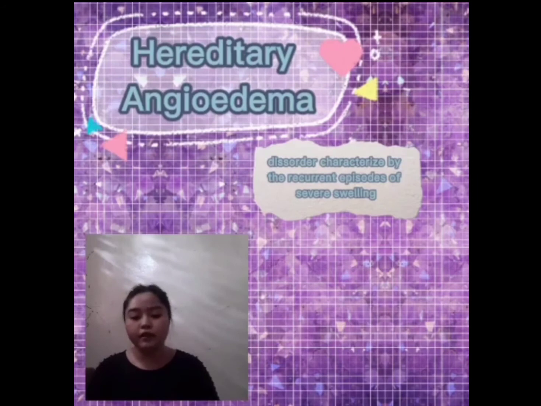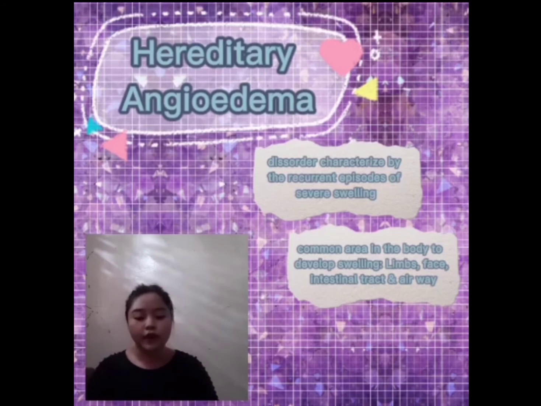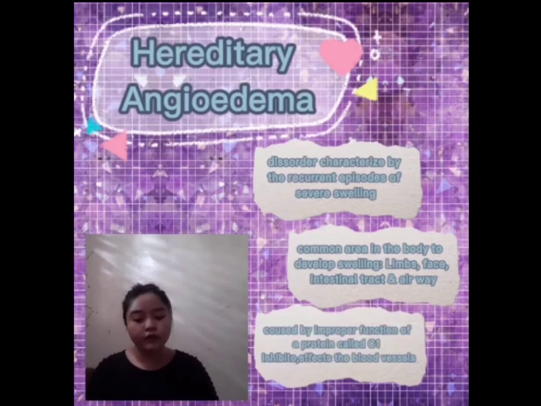The next one is the hereditary angioedema. It is a disorder characterized by recurrent episodes of severe swelling. The most common areas of the body to develop swelling are the limbs, face, intestinal tract, and airway. It is caused by improper function of a protein called the C1 inhibitor. It affects the blood vessels.